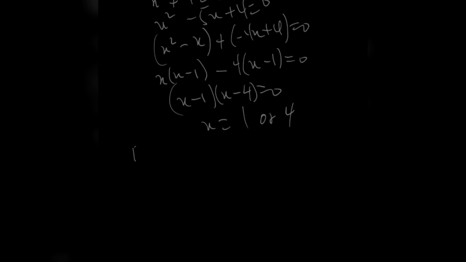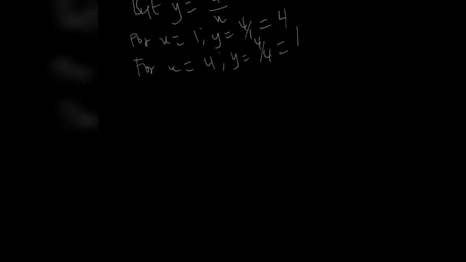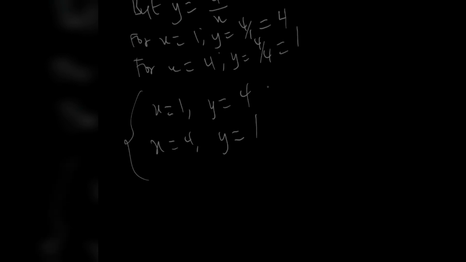Okay, but what is y? y is equal to 4 on x. So for x equals 1, y will be equal to 4 over 1, which is 4. And then for x equals 4, y will be equal to 4 over 4, which is 1. So we have two sets of values: x equals 1, y equals 4, and x equals 4, y equals 1.